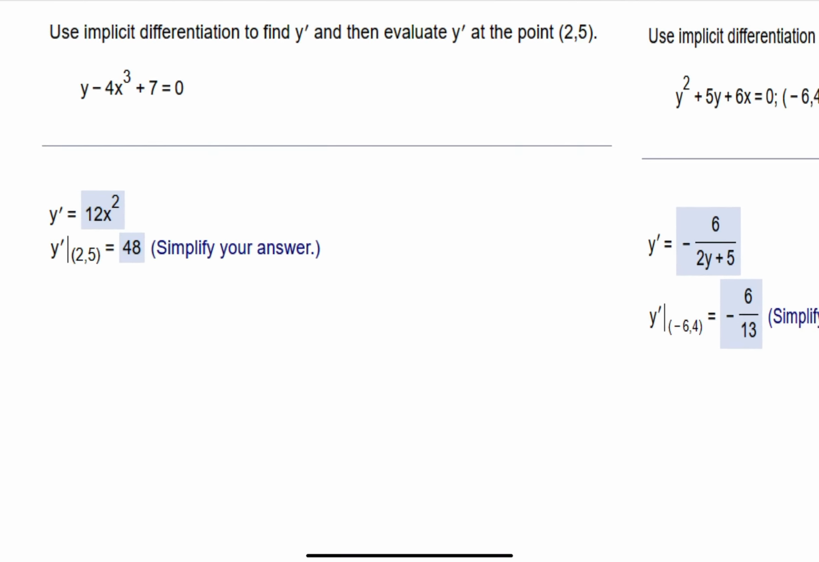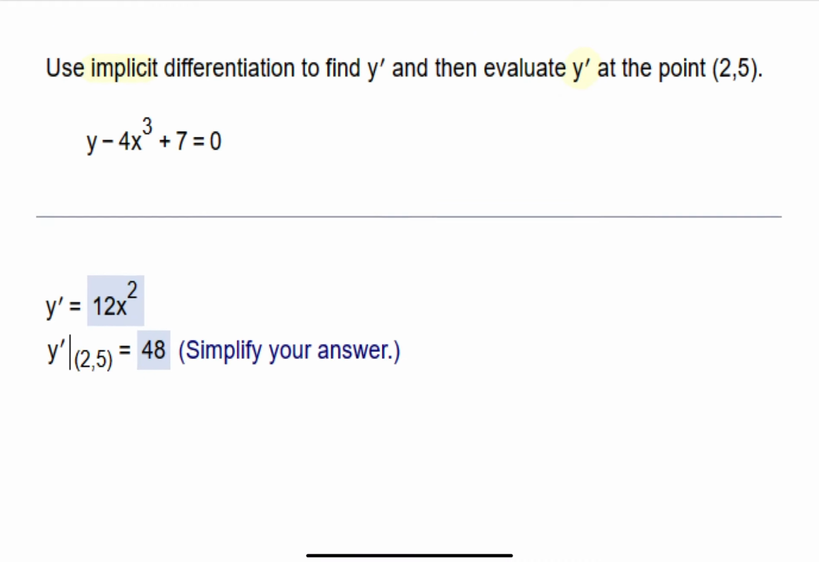What do we have here? Use implicit differentiation. Very good. And evaluate y prime at 2, 5. Let's see what we have.